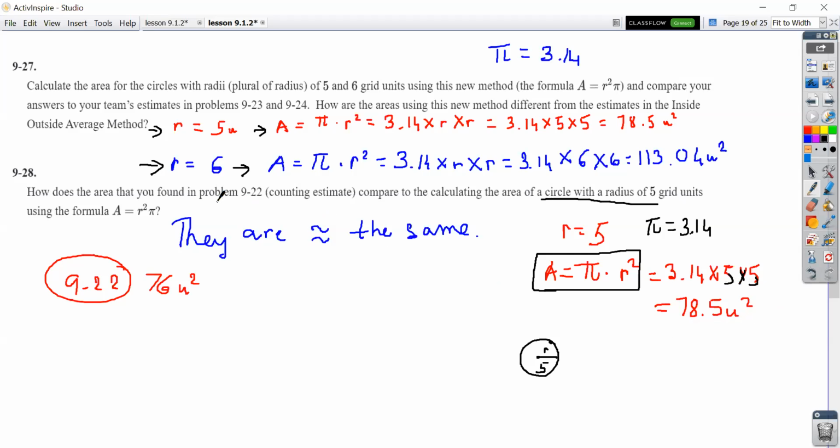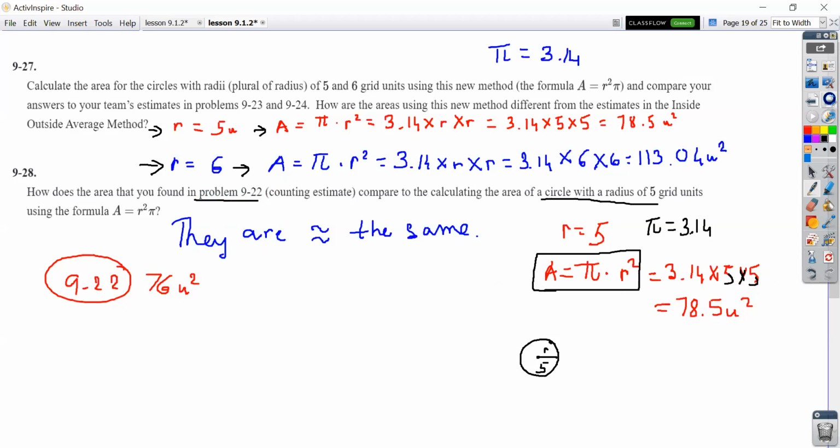So compare our answer with the answer we found in the previous lesson, problem 9-22. We had 76 square units on question 9-22. So they are pretty much very close to each other, right?